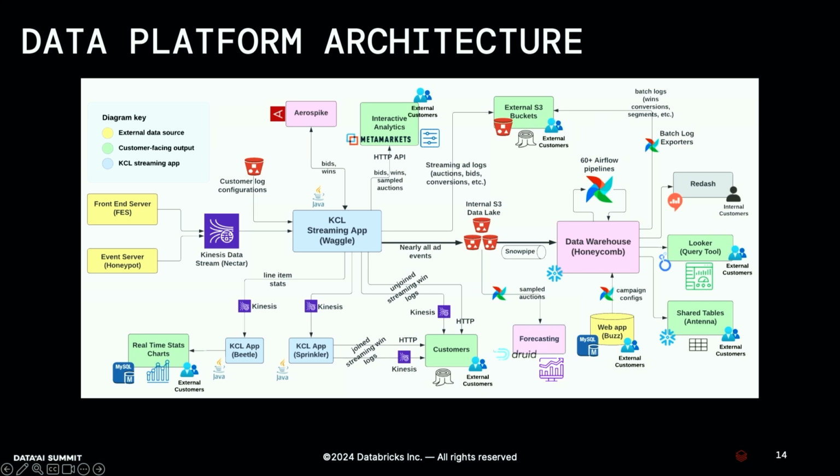Finally, auctions are sampled and loaded into an Apache Druid cluster right here. This Druid cluster is used as our low latency data store by our forecasting application to enable customers to forecast ad inventory availability and campaign fulfillment using our proprietary online machine learning models.